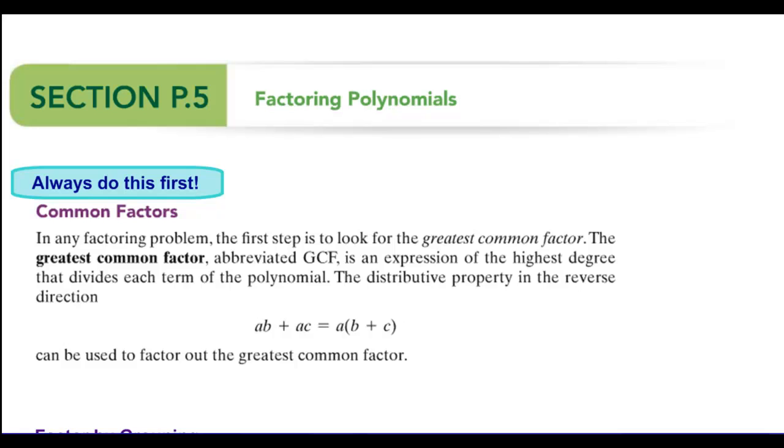All right, let's talk about factoring polynomials. So we're going to always look for common factors. That's the first thing you want to do. So in any factoring problem, the first step is to look for the greatest common factor amongst all the terms. And the greatest common factor, so we can use the abbreviation GCF, is an expression of the highest degree that divides each term of the polynomial. So basically, it's the biggest thing that goes into all of the terms of the polynomial.